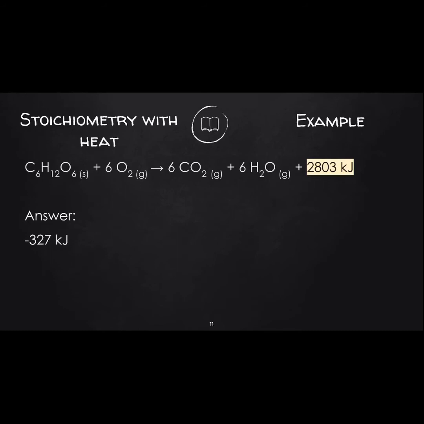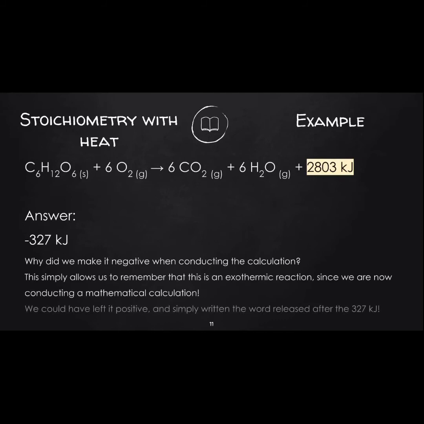So that negative sign is telling us that it is exothermic. You could also have just left it positive and said that it was released. So 327 kilojoules released and negative 327 is the exact same thing.